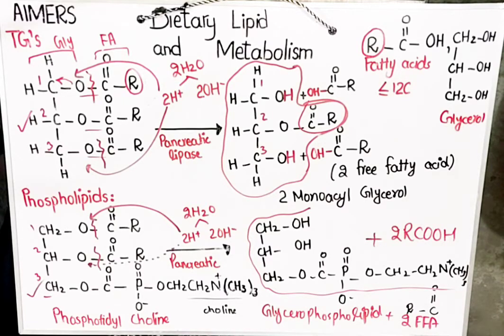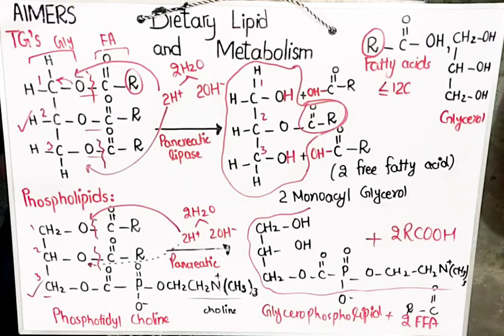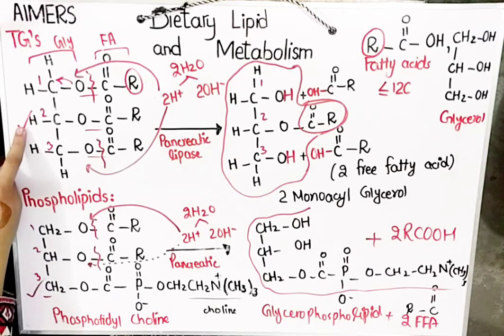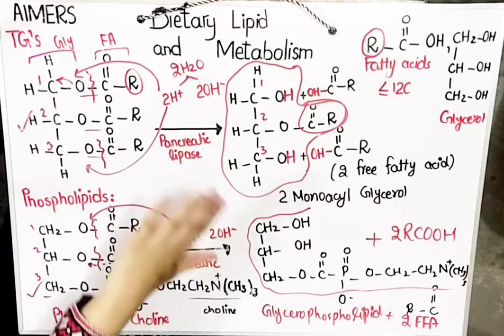We have broken down TGs. Oh my god, I have messed up the whole whiteboard. What we have done till now, we have the triglycerides and we have phospholipids. They have been acted upon by pancreatic lipase. What is the difference? Pancreatic lipase would not act on carbon number 2 of TGs and pancreatic lipase will not act on carbon number 3 of phospholipids.